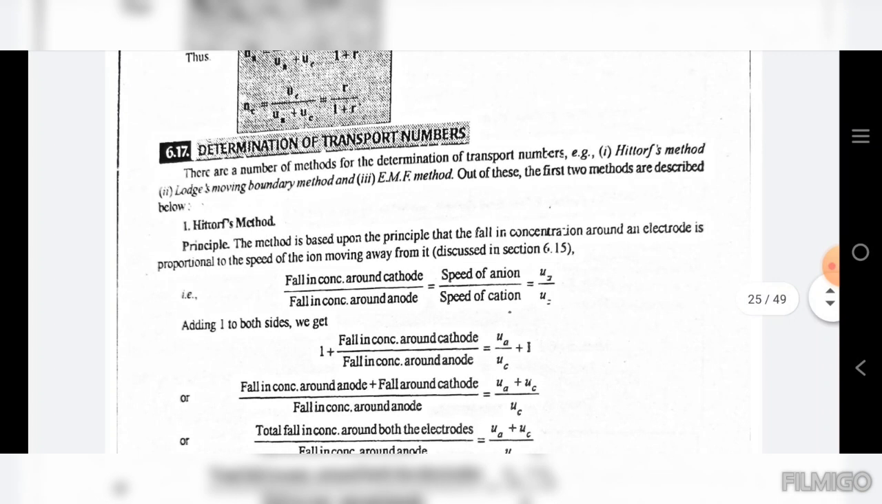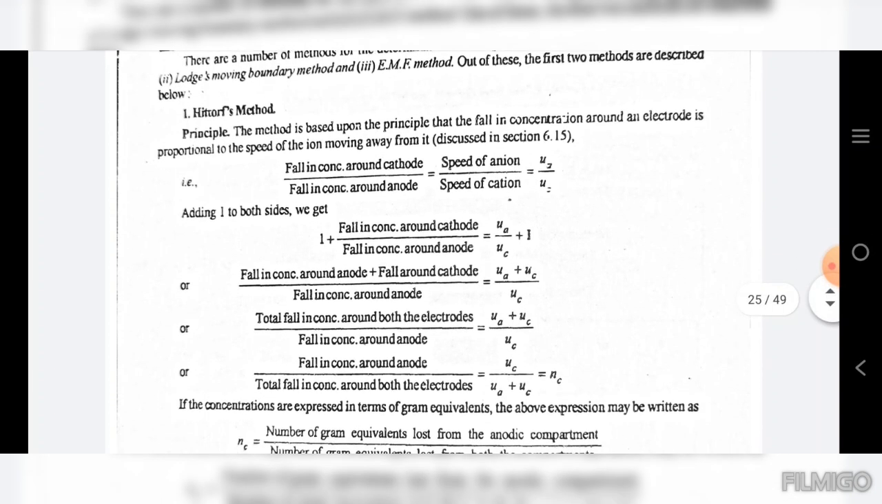Determination of transport numbers. There are a number of methods for determination of transport number: number 1, Hittorf's method, number 2, Lodge's moving boundary method, and number 3, EMF method. Out of these, the first two methods are described below.